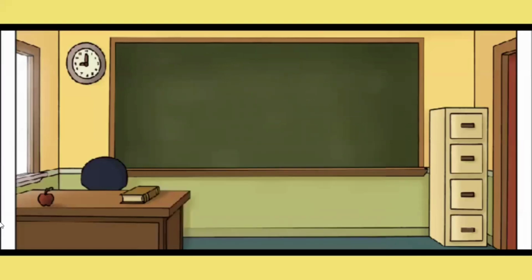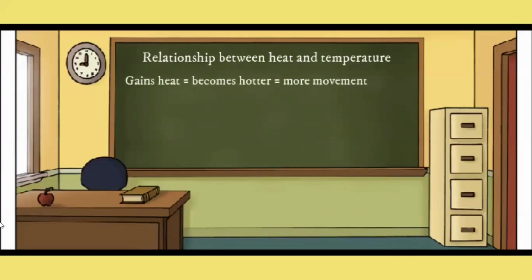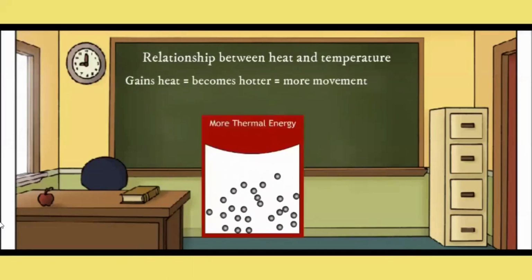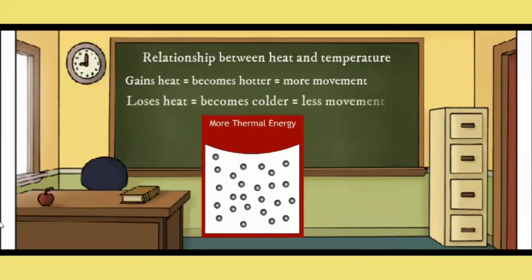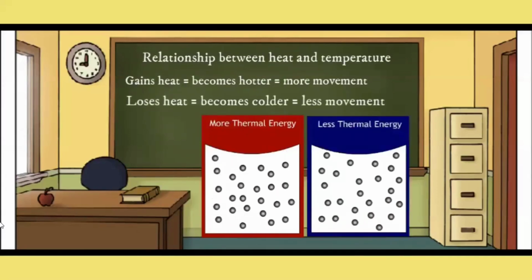What about the relationship between heat and temperature? If something gains heat, it becomes hotter. Particles move more and more. If something loses heat, it becomes colder. Particles move less.